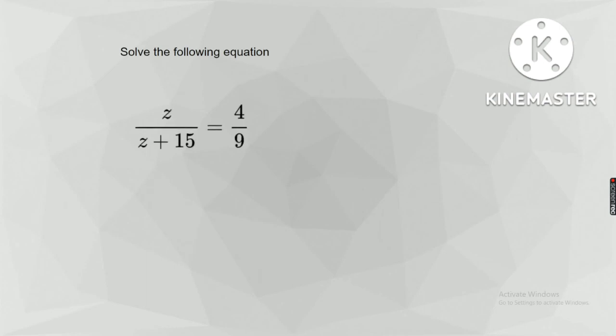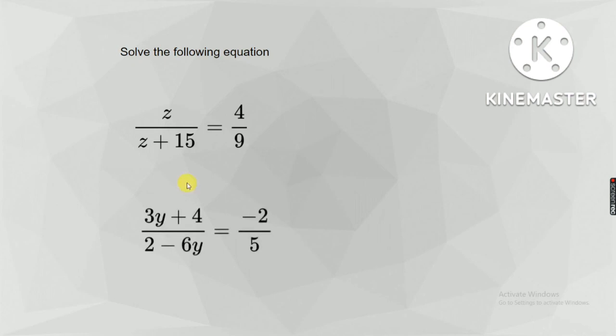So friends, now we are with our next problem, that is solve the following equation. Now the variable is z. z upon z plus 15 is equal to 4 upon 9. This is again a simple sum which we can solve by cross multiplying.